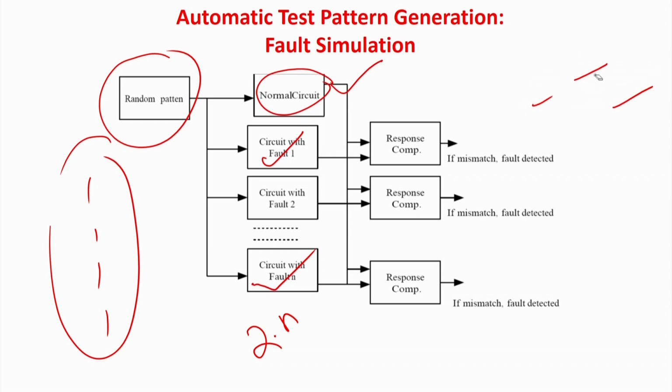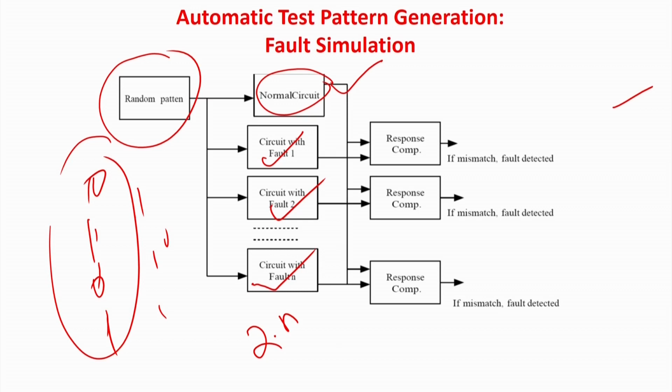So what I do, I take some random patterns and I apply them to all the circuits, normal circuit and the faulty circuits. Wherever there is a response mismatch, that means that pattern covers that fault and we eliminate it. Then again we generate another random pattern, say 1 1 0 1, and I repeat it. Maybe then I find that the circuit with fault 2 has a mismatch. I will keep on doing it till all the faults get detected, but in fact that does not happen.